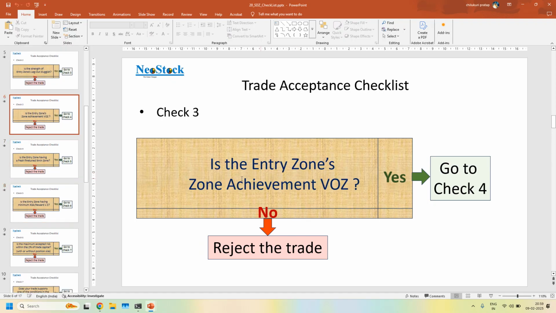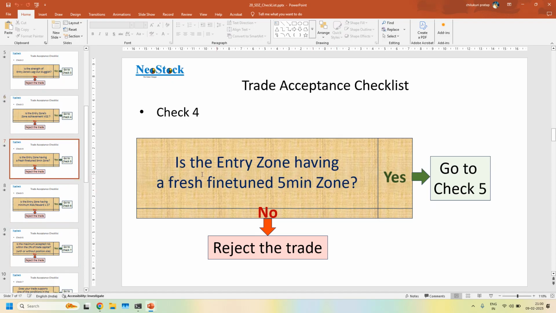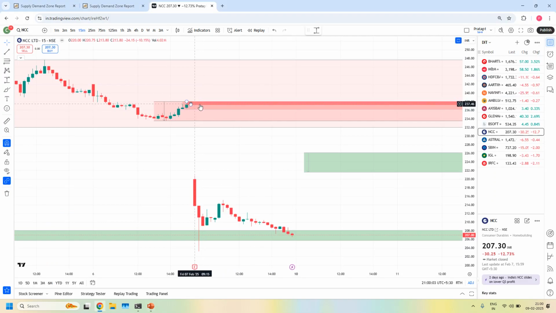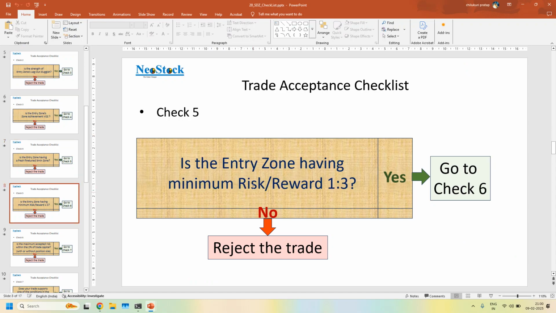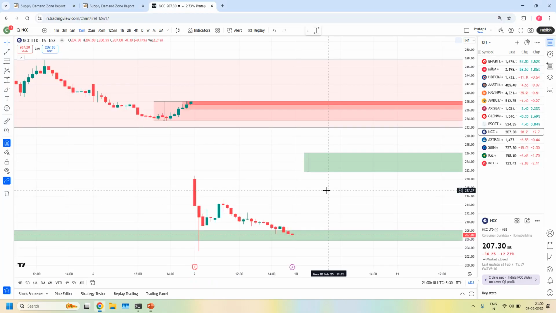And what is the next, zone achievement is there? Already we filtered based on that only. It is having a fresh fine-tuned zone. Yes, here we have the dark color zone, a fresh fine-tuned 5-minute zone. Is it having minimum 1:3 RR? That we can identify only when prices are nearing this entry zone. As of now we have it. But when new zones are created in the coming days before prices reach here, we may not know.